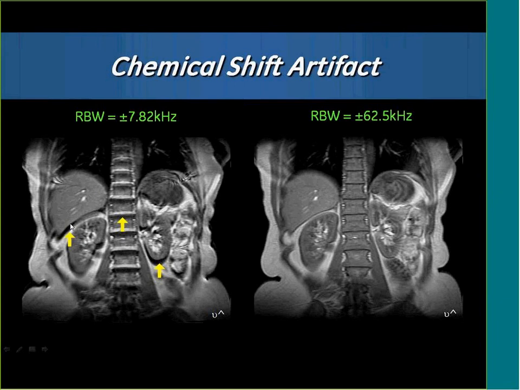So there you can clearly see that black region just here below the kidneys, where the fat is now displaced relative to the kidneys here in the frequency encoding direction. That's with a receiver bandwidth of plus or minus 7.82 kilohertz in the frequency encode direction. And here's the same acquisition, but this time with a receiver bandwidth of plus or minus 62.5 kilohertz. So in this case, you can see there's substantially less chemical shift artifact.